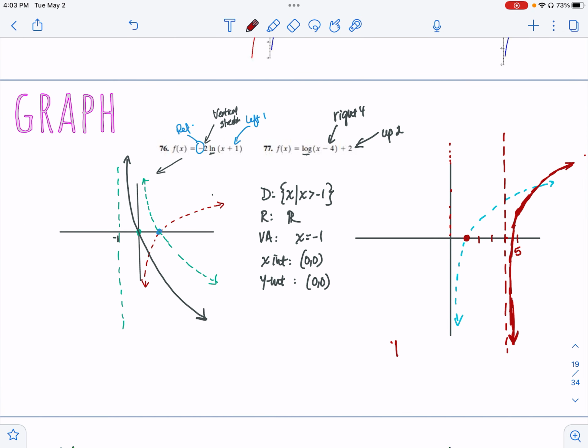All right, so the domain, of course, has changed. X, where x is greater than 4. Range is still all real numbers, and the vertical asymptote has scooted to the right 4 also.